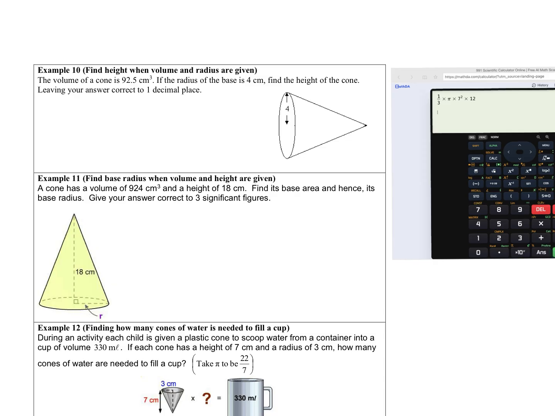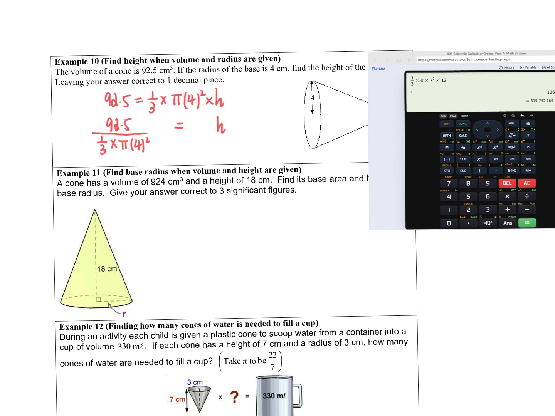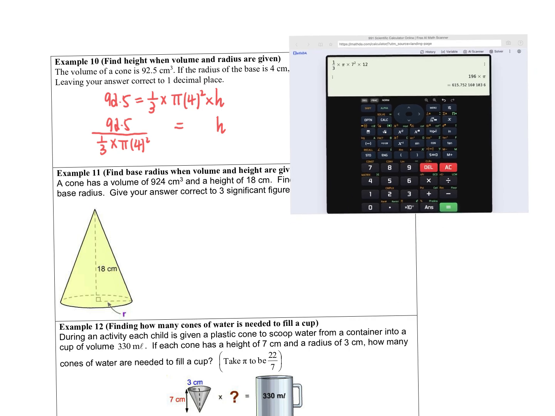Okay, next one. They say volume now it's 92.5. So I write 92.5 is 1/3 base area times height. I don't know what's the height, but I can find it easily. So 92.5, I divide by the 1/3, divide by my pi r square. So just key this whole thing into the calculator. Let me show you how it's done.